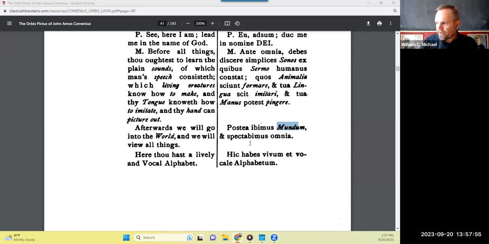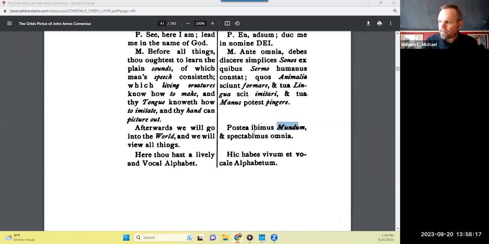If you're a soccer fan, you know what the Copa Mundial is. I'm sure some of you know that, especially those of you with some Spanish background. It means the World Cup, right? Mundial means the world. Copa Mundial. So afterwards, we shall go into the world. We're going to go for a tour of the world and go look at things and name things.